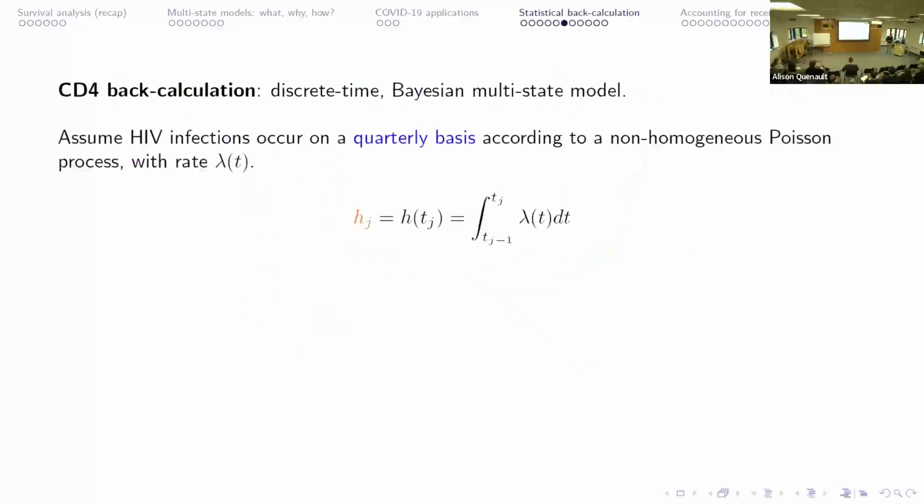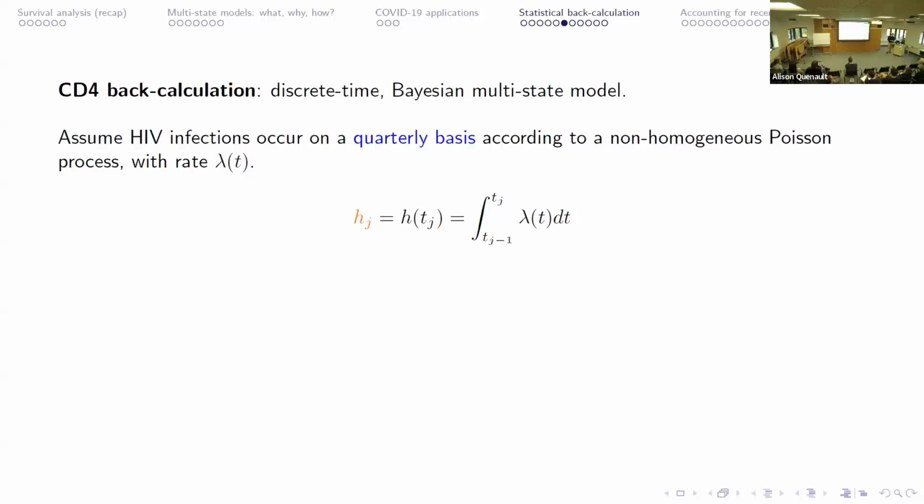So we've been using CD4 counts for a long time. And fittingly, the name of the model, which I'm going to describe, is called the CD4 back calculation. It's a discrete time Bayesian multi-state model. And in discrete time, we assume a quarterly basis for the diagnoses. That is a simplification in some ways, but it also fits with the way that HIV diagnosis data is collected on a quarterly time scale.